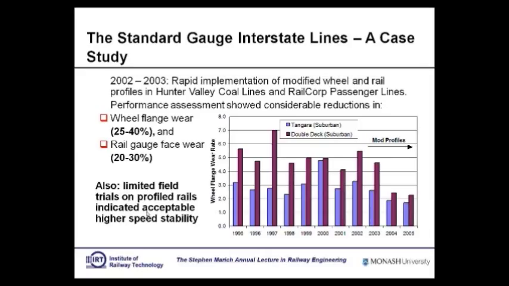What we obtained was a reduction in wheel flange wear ranging from 25 to 40%. That's pretty good. In terms of rail wear, we reduced it by 20 to 30%, just by changing the wheel and rail profiles. So the Hunter Valley said, yes, lovely. Sydney said, yes, lovely. We also did some limited field trials on rails that had been modified, and we ran passenger trains up and down, and they proved to be very successful with no problem in stability. So up till now, it looks good.